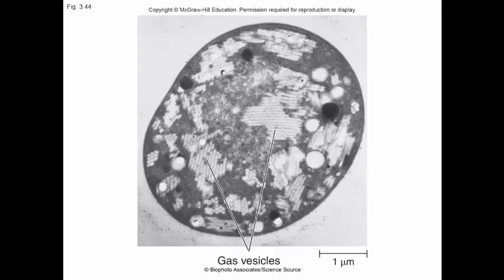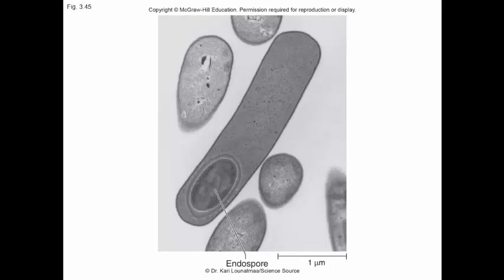Besides storage granules, what about gas? Yes, gas. Small, rigid protein structures hold gas and provide buoyancy for aquatic bacteria. You can see those gas vesicles right there. And then we get into endospores.